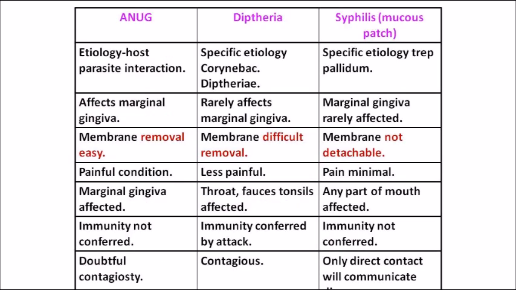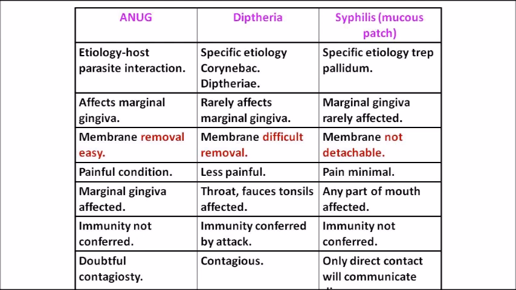Now that we have learned ANUG, we will have a tendency, whichever necrotizing ulcerative lesions we see, to diagnose it as ANUG. So we have to learn the difference between ANUG and similar conditions like diphtheria and syphilis. Let's see the difference. ANUG is caused by the host parasitic interaction. We already said only if the host is susceptible are you going to get the disease. Diphtheria is of specific etiology. Corynebacterium diphtheriae is the bacteria which is going to cause diphtheria in humans. Secondary lesions of syphilis are called mucous patches. So mucous patches of syphilis resemble ANUG, and its etiology is again a specific bacteria, Treponema pallidum.